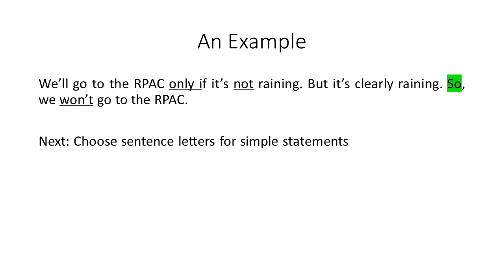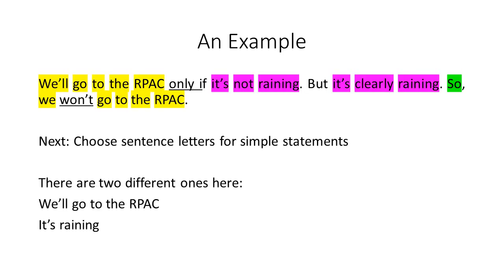Okay, so let's choose sentence letters for simple statements. So we have two different statements here, right? We'll go to the RPAC, it's raining, right? And all the other statements are built up out of those plus logical operators. So we'll go to the RPAC, let's symbolize that as G and it's raining as R.